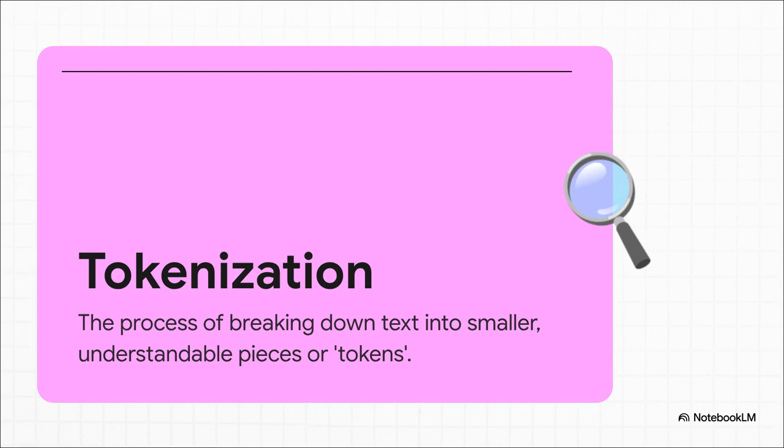So, what in the world is tokenization? It sounds technical, but it's pretty straightforward. It's just the process of chopping up all that text, sentences, paragraphs, you name it, into smaller, bite-sized pieces. These tokens can be whole words or parts of words or even just punctuation. And what's really interesting is that different AIs have different vocabularies of these tokens, which actually affects how well they pick up on subtle meanings.